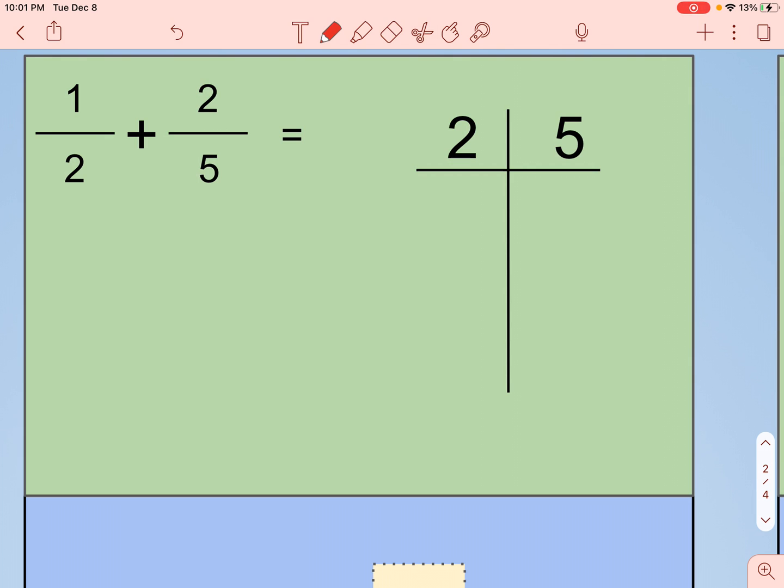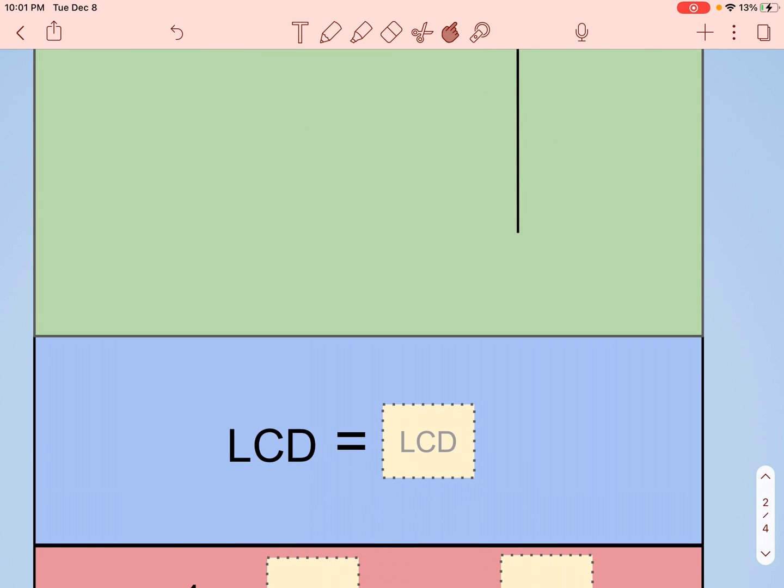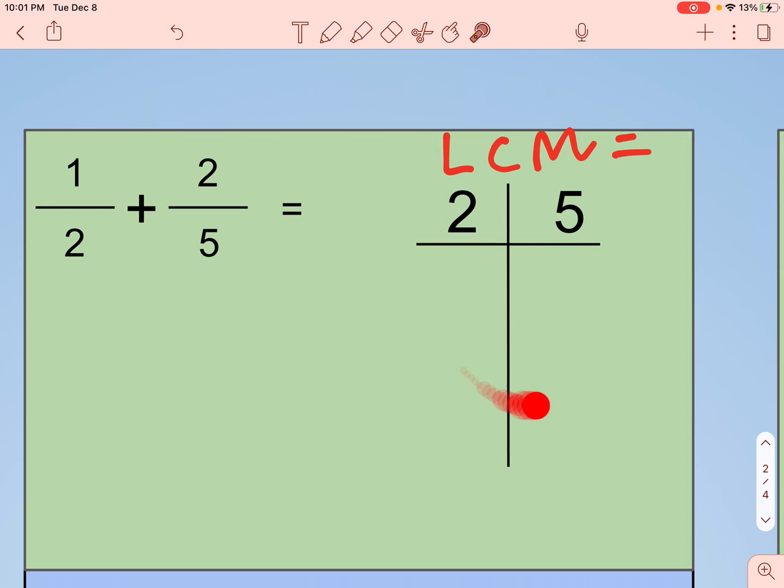All right, let's find the lowest common multiple of 2 and 5. And again, remember that here we're finding the lowest common multiple, but down here we're going to call that the lowest common denominator because we're taking this number that's a multiple of these two, and we're using it as our denominator. So the lowest common multiple of 2 and 5.